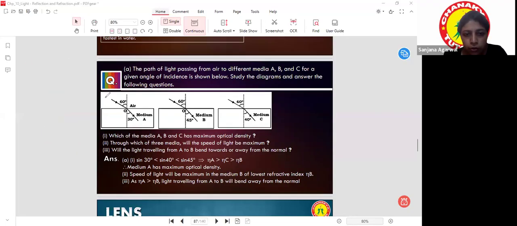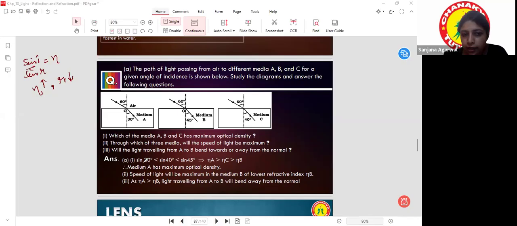So if you remember, because angles are given here, we have to use this formula this time, not the velocity one. Sin i by sin r equals refractive index of second medium to the first medium. Okay, there are three different media, A, B, and C. Which of the media has maximum optical density? So for maximum optical density means maximum refractive index. For refractive index to be maximum, the value of the angle of refraction should be least. In which of these cases is the angle of refraction least?